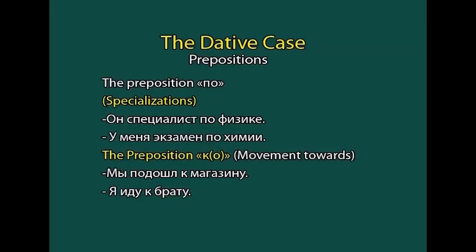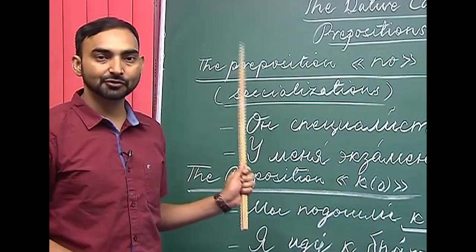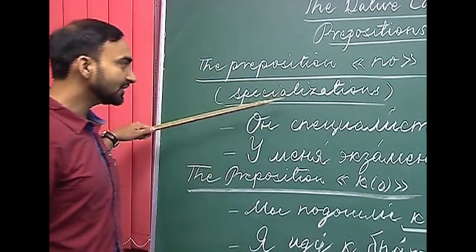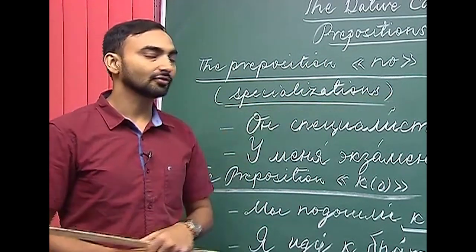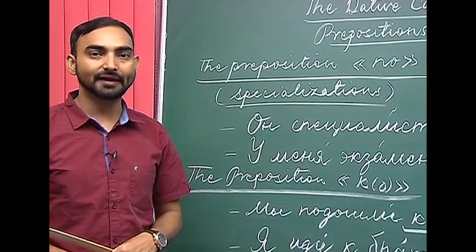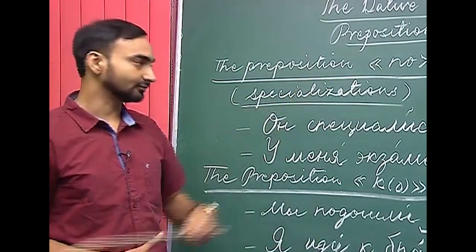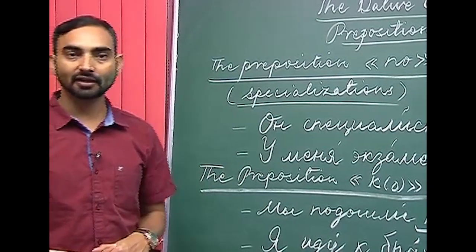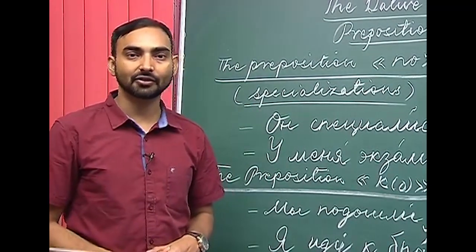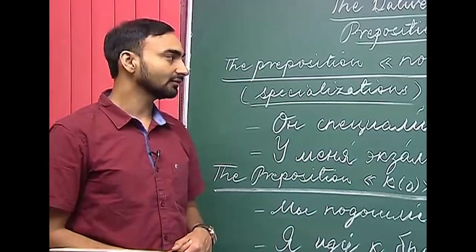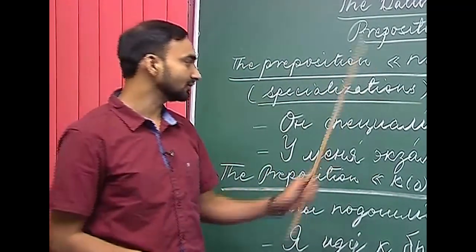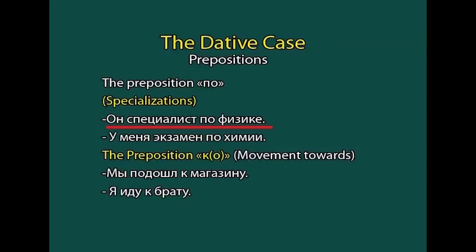We have already discussed some of the meanings, and the next meaning that the preposition per conveys is specialization. The preposition per also indicates the specializations of a person or a thing. For example, it also conveys the meaning of a subject. When you want to denote a subject, then we also use the preposition per. For example, on specialist per physique.